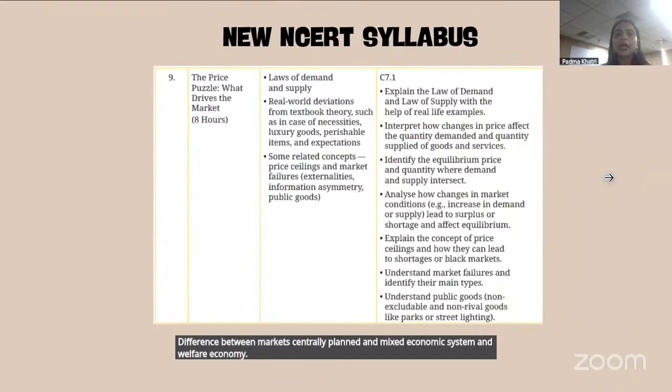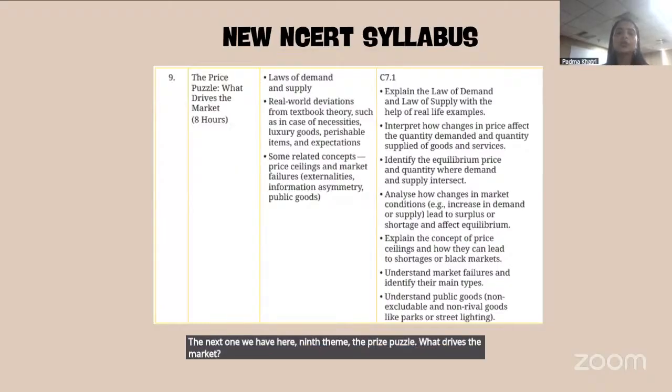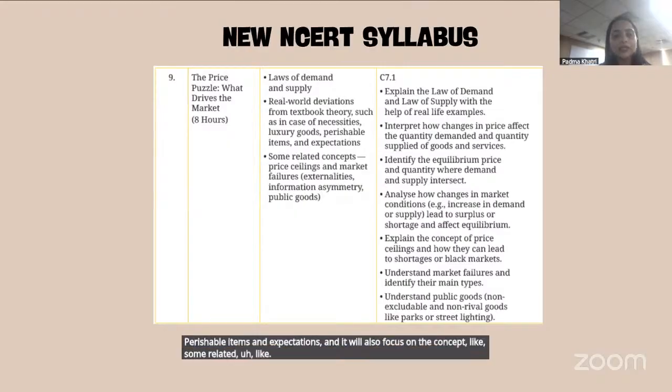Then the next one we have here is the 9th theme, the price puzzle. What drives the market? It will focus on concepts like law of demand and supply, real world deviations from textbook theory, such as in the case of necessities, luxury goods, perishable items, and expectations. And it will also focus on concepts like price ceilings, market failures, and so on.